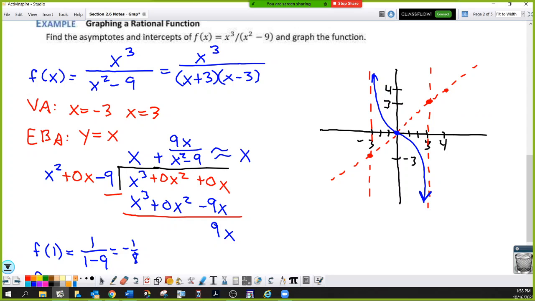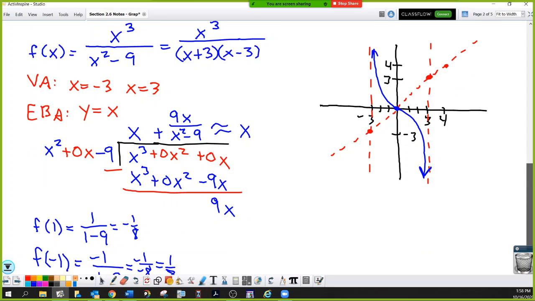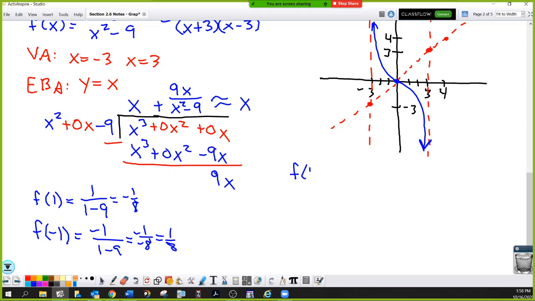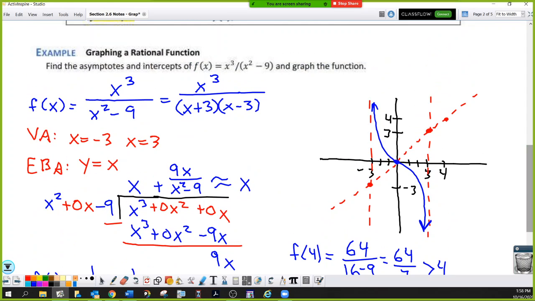Let's plug in x equals 4. Scroll down again. f of 4 is 4 cubed divided by 4 squared minus 9. 64 over 7. Look, I'm not going to try to plot 64 over 7. You know the only thing I care about? It's bigger than 4. 64 divided by 7 is larger than 4, right? So that means at x equals 4, I exist above this red dot. So that curve up there does this.